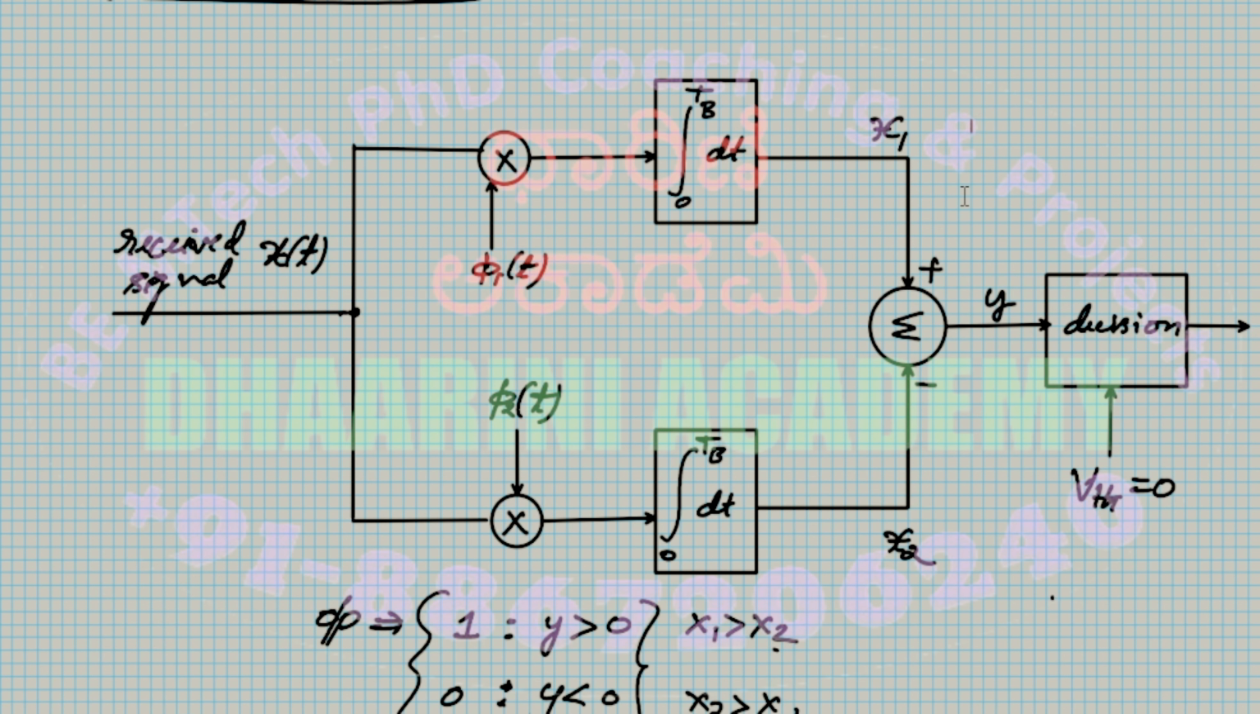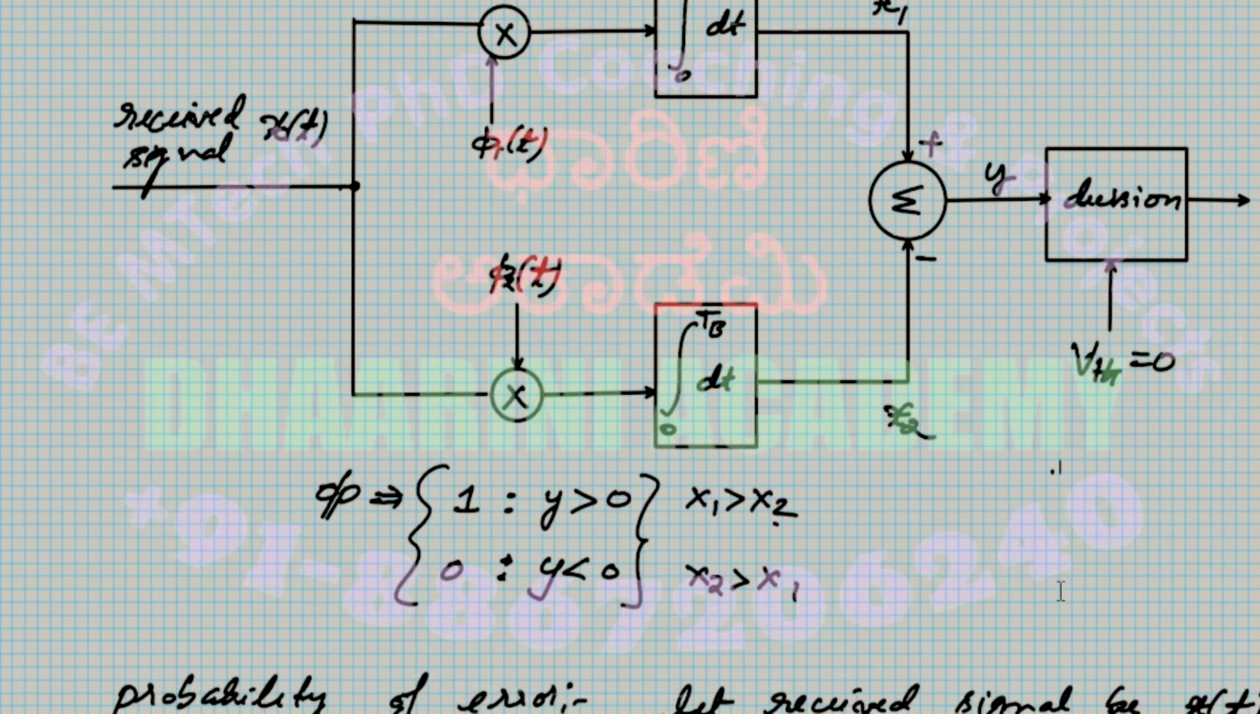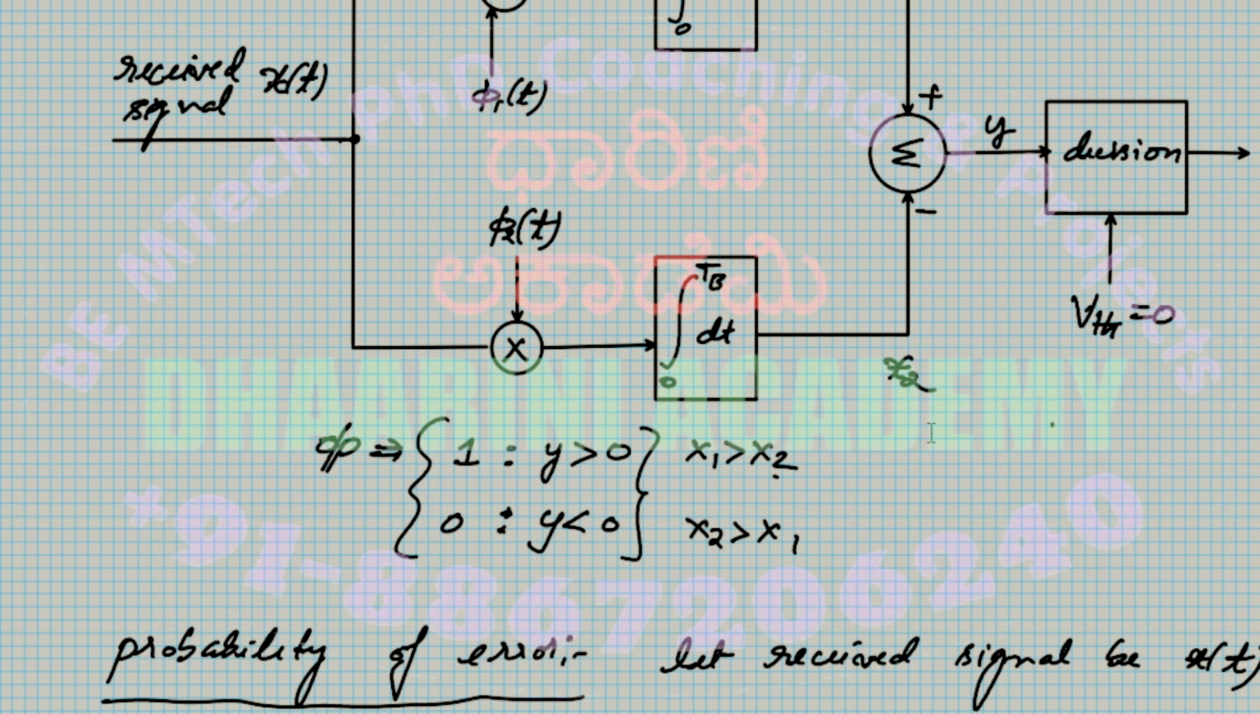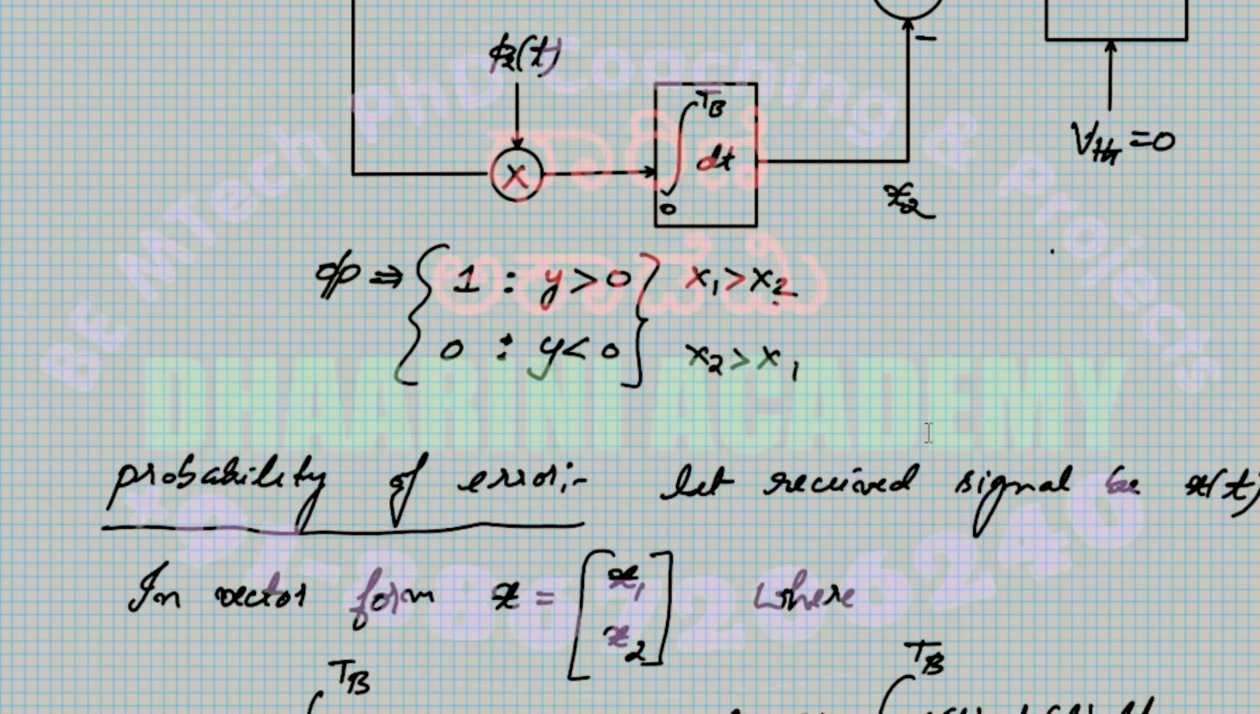Okay. Depending upon the value of y, we will make a decision by comparing that y with the threshold of zero. Is it okay? So y greater than 0 means it is 1, y less than 0 means it is 0. Okay, so that's how the decision process takes place inside the demodulator.